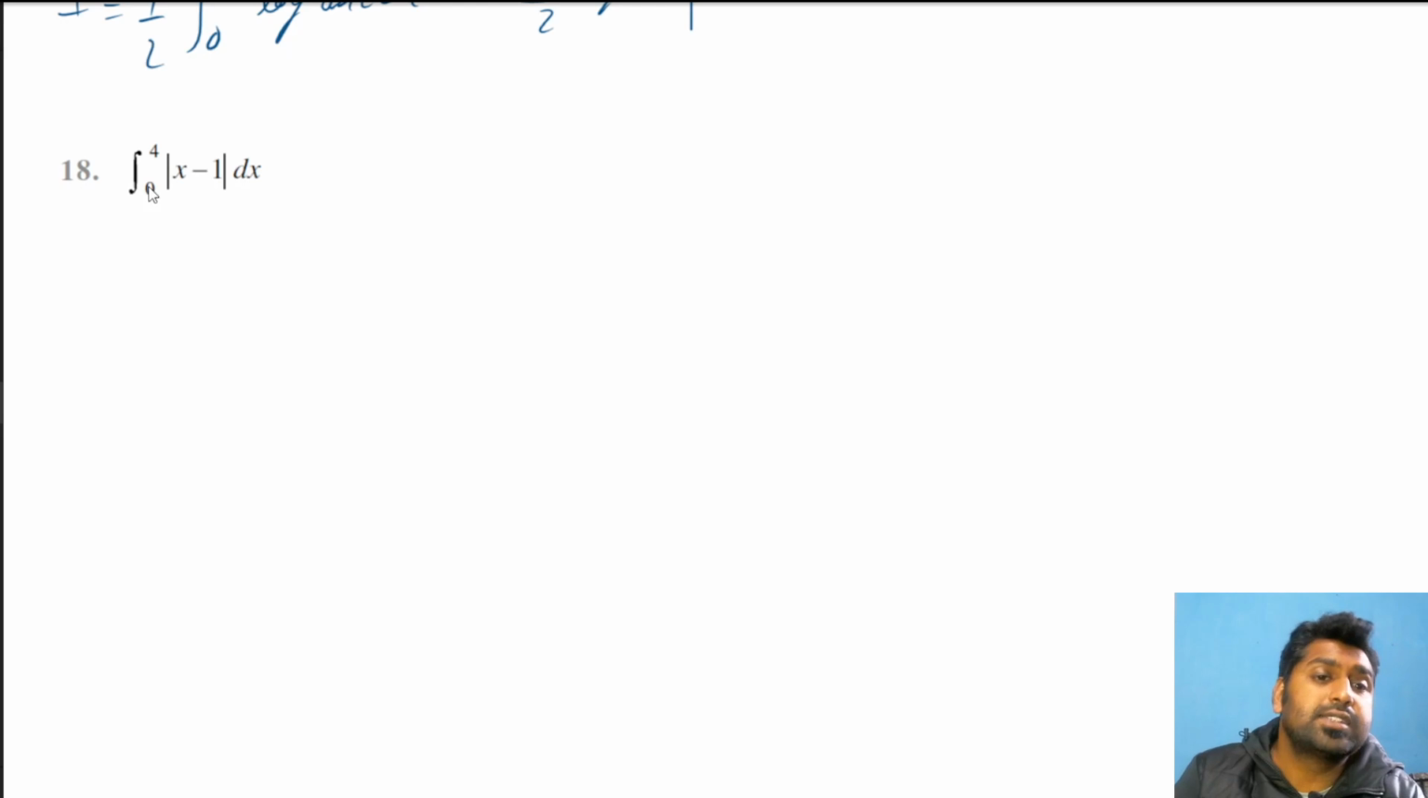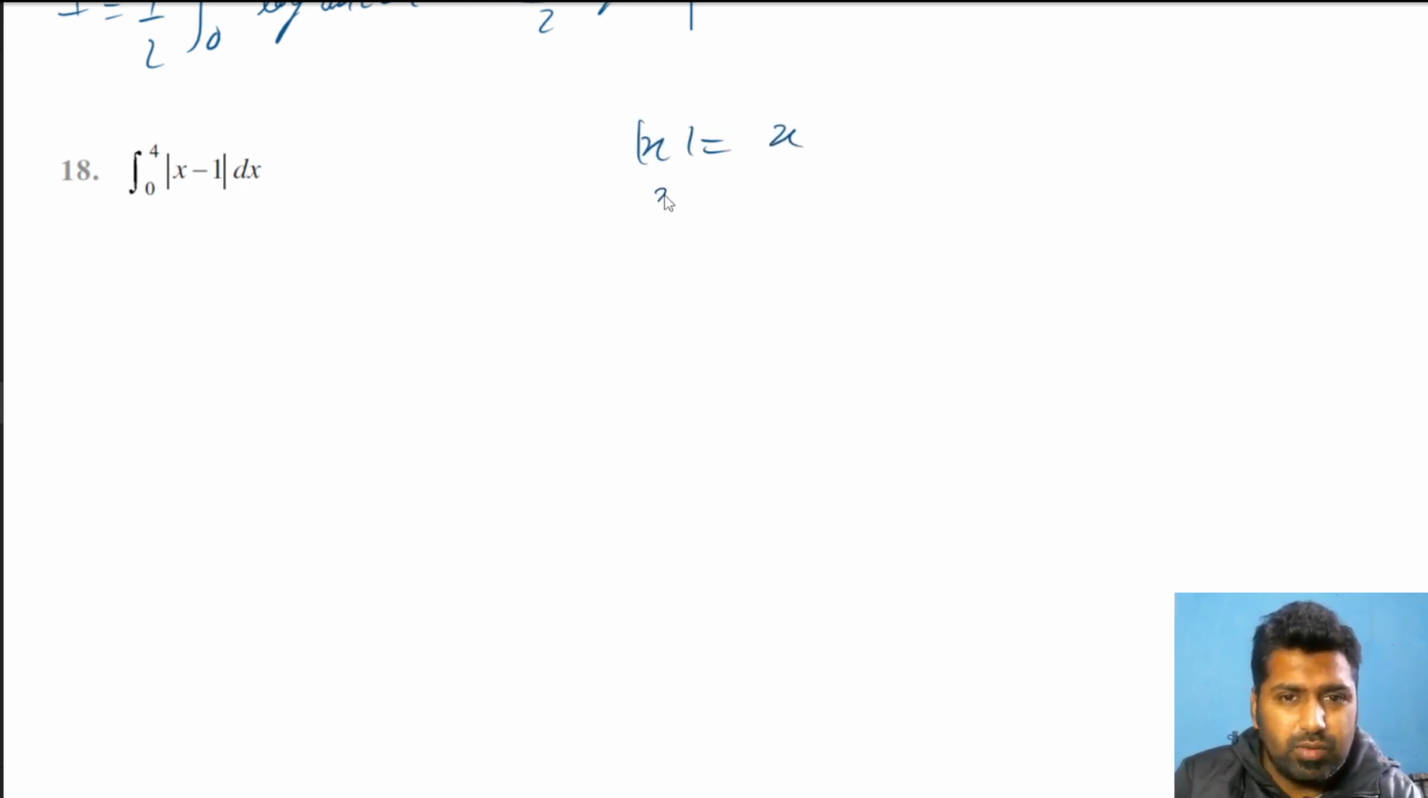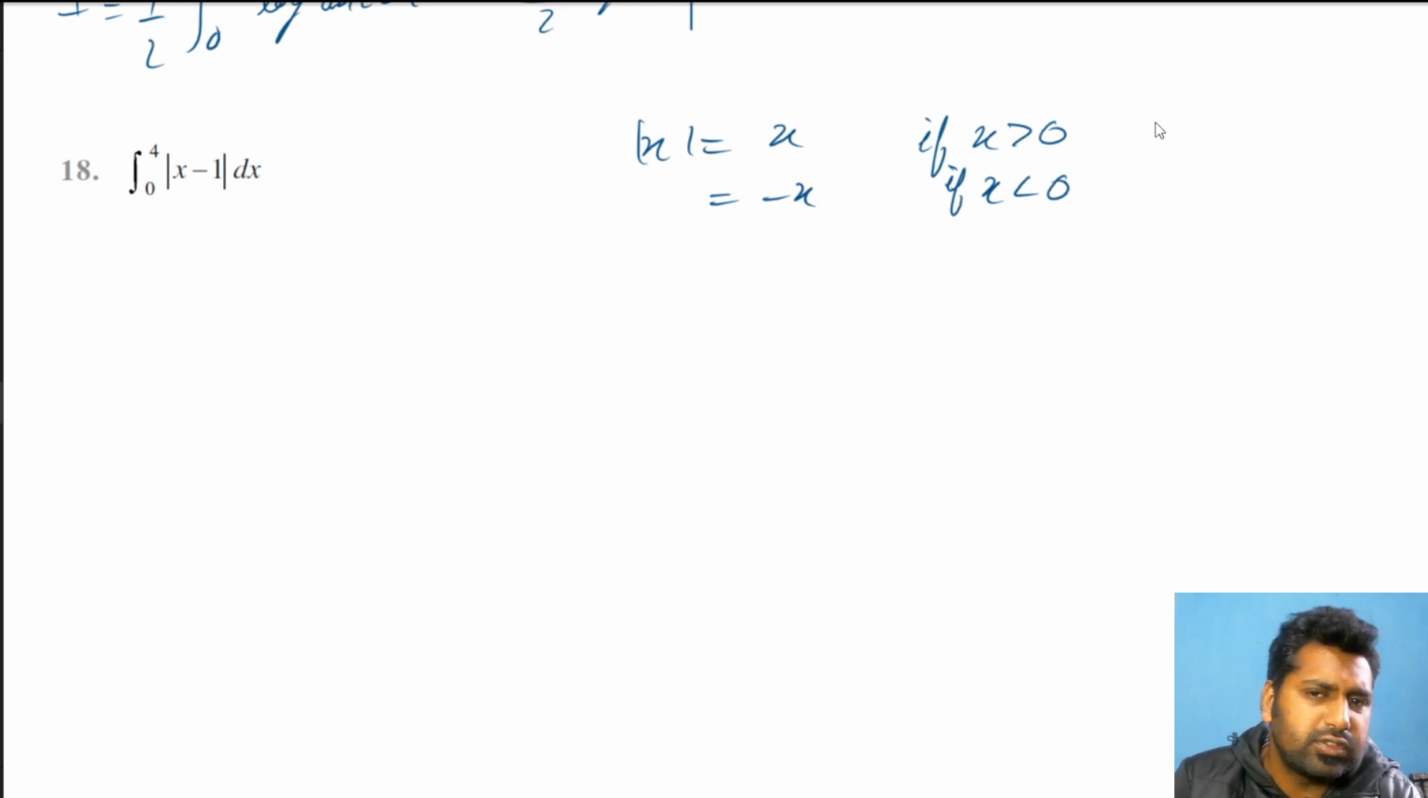The problem is you don't know, because mod x can be x also, mod x can be minus x also. It depends whether the quantity inside it, whatever is inside the mod, and that is x here, is greater than 0 or less than 0. This is the definition of mod. So I'm not sure whether I should open this with positive or negative. If I cannot even open the mod, how can I integrate? You see the problem.